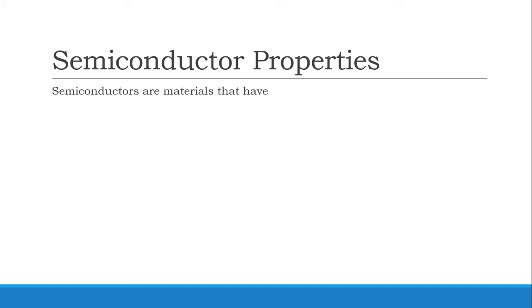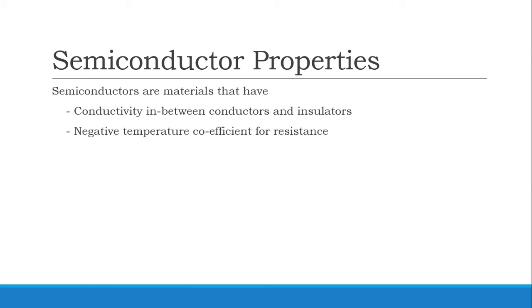So we can define semiconductors as materials that have conductivity in between conductors and insulators, a negative temperature coefficient for resistance, that is, if the temperature increases, resistivity decreases or conductivity increases, and improved conductivity if doped.